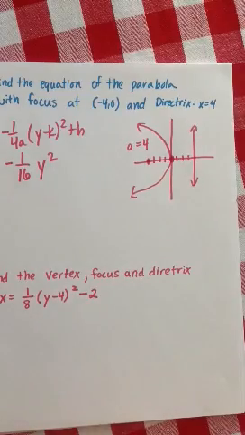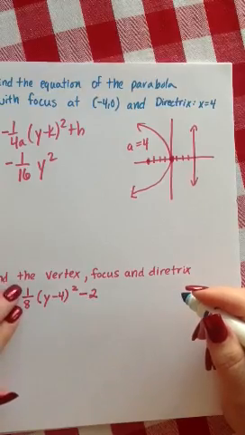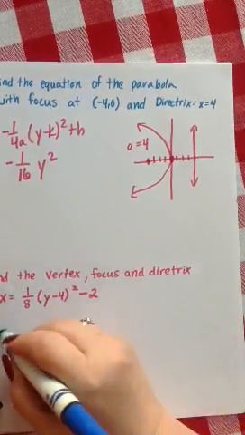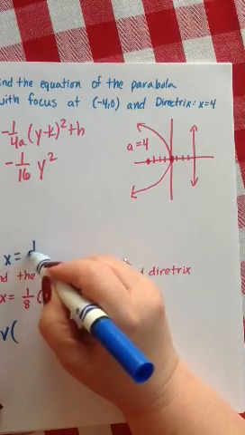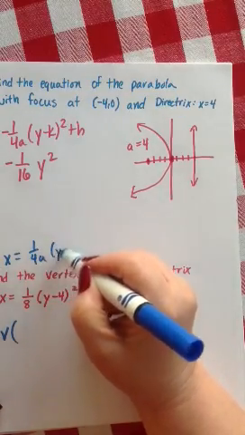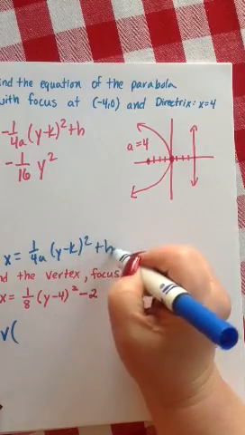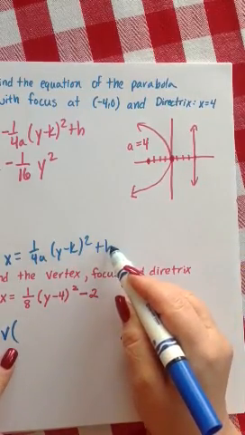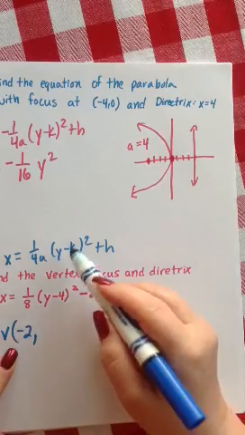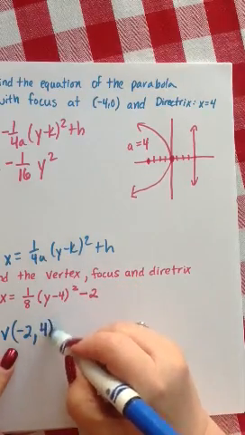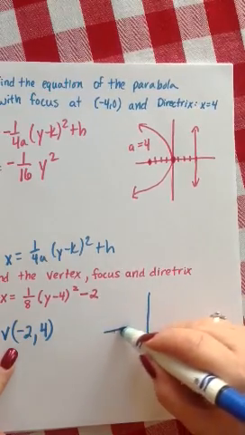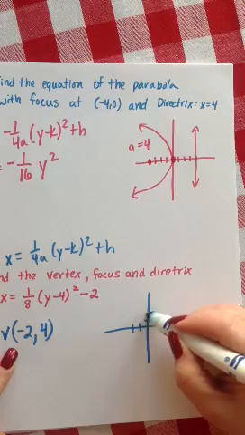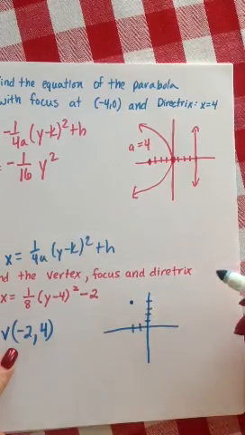All right, this one says find the vertex, focus, and directrix when they give you the equation. Well, our vertex is (h, k). The general formula here would be x is equal to 1 over 4a times (y minus k) squared plus h. So my vertex is (h, k), so the h would be negative 2. The k, because it's in the parentheses, you take the opposite, so it'd be (negative 2, 4). If you sketch the picture, you'd go to the left 2 and up 4. There's your vertex.